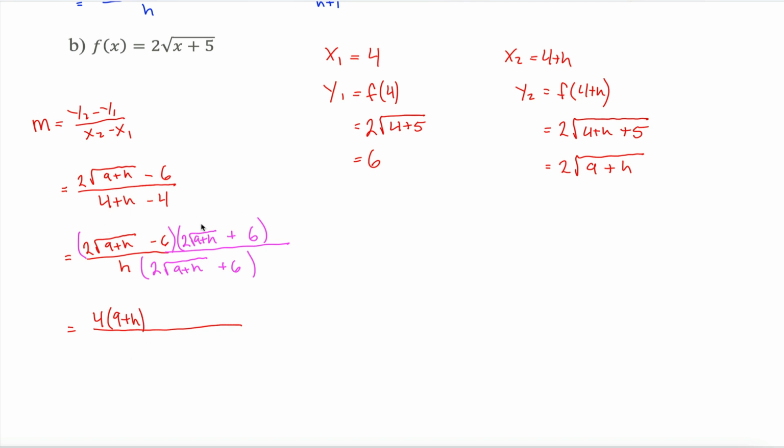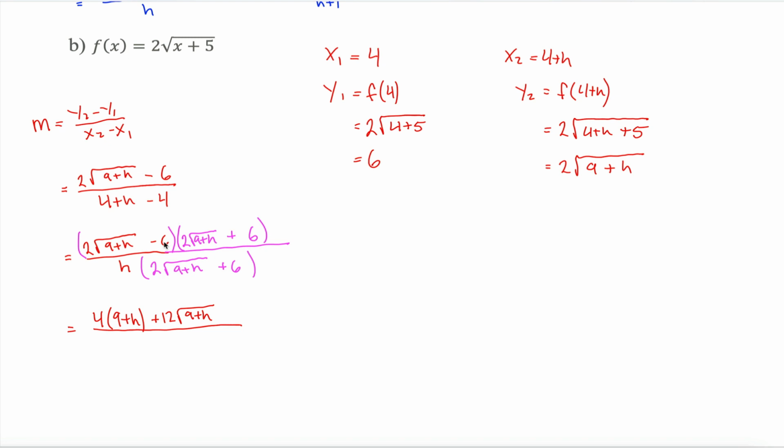We still have to do the O, the I, and the L in FOIL, but a nice thing happens with the O and the I. Look at what happens when I take 2 times the square root of 9 plus h times the 6. 2 times 6 gives me 12, so I get 12 times the square root of 9 plus h. You're like, I don't see what's so nice about that. We'll move on to the next step.